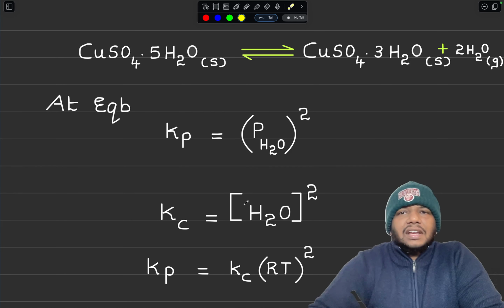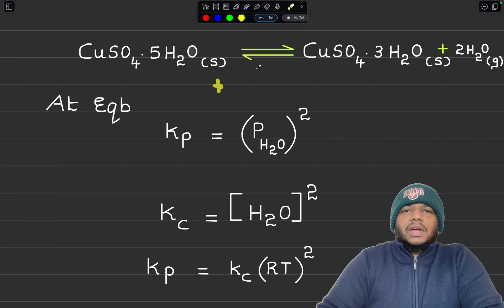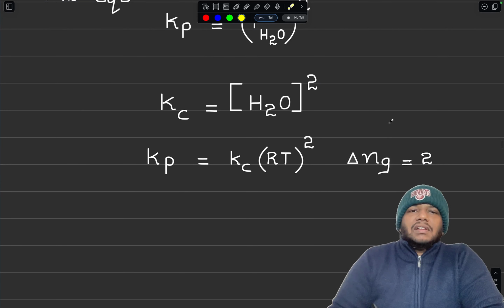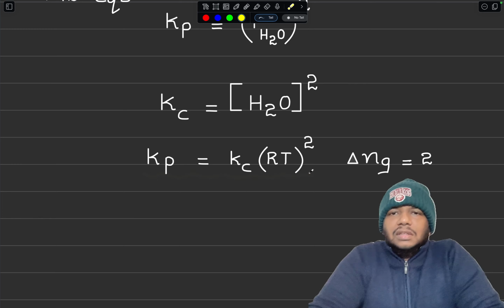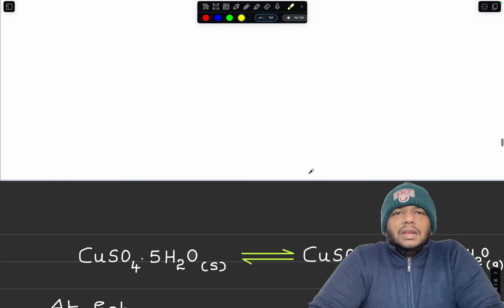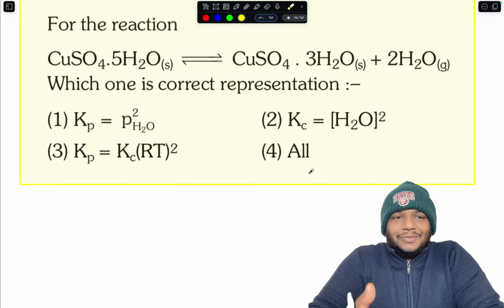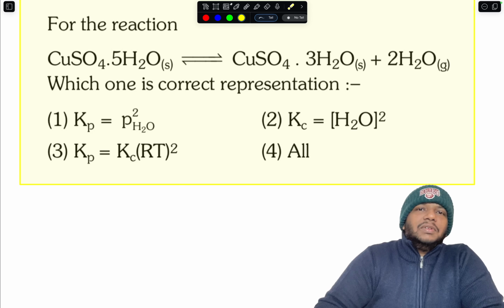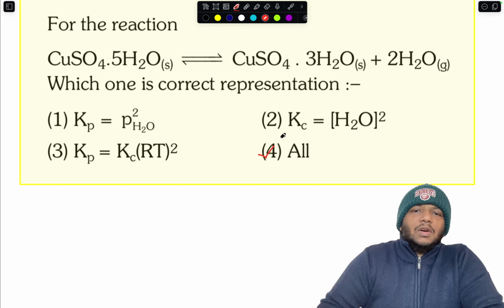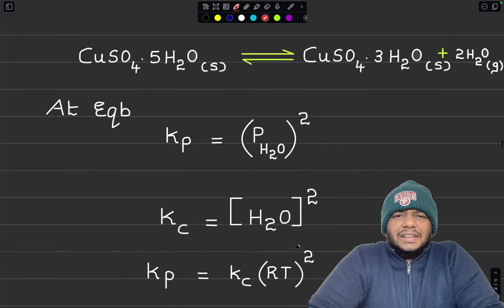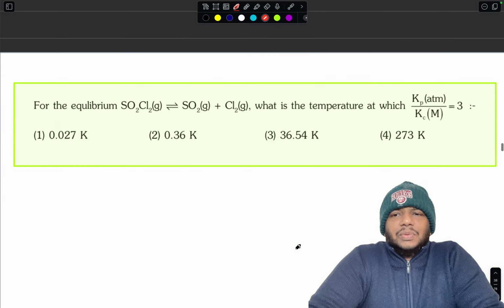What is the delta Ng here? Both are solids, so you can ignore them. The number of moles of the gaseous product is 2, and there is no gaseous reactant, so 2 minus 0 is 2. So I can write Kp is equal to Kc (RT) the whole square. Now if you see the options, all are correct. The first is written in terms of Kp, the second in terms of Kc, and the third is the relation between Kp and Kc. So option 4 would be my correct answer. It's very easy, right? Understanding this in the right sense is very, very important.